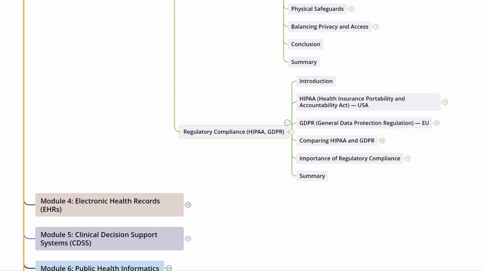By understanding these frameworks, students will be better equipped to design and maintain compliant healthcare systems, minimizing liability and ensuring that data sharing practices meet legal and ethical standards.